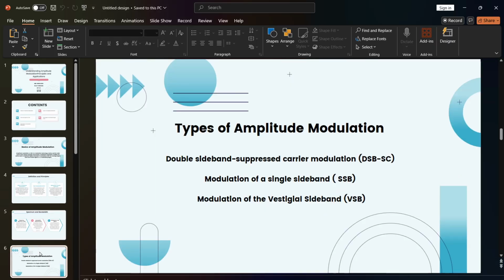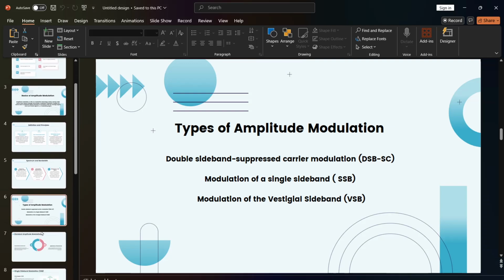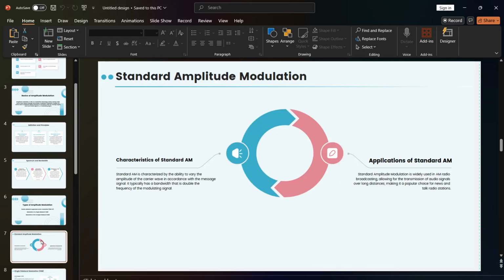Types of amplitude modulation. If we ask how many kinds of modulation there are, we can say there are three types, or two types, mainly SSB and VSB, that is single sideband or vestigial sideband. Standard amplitude modulation.